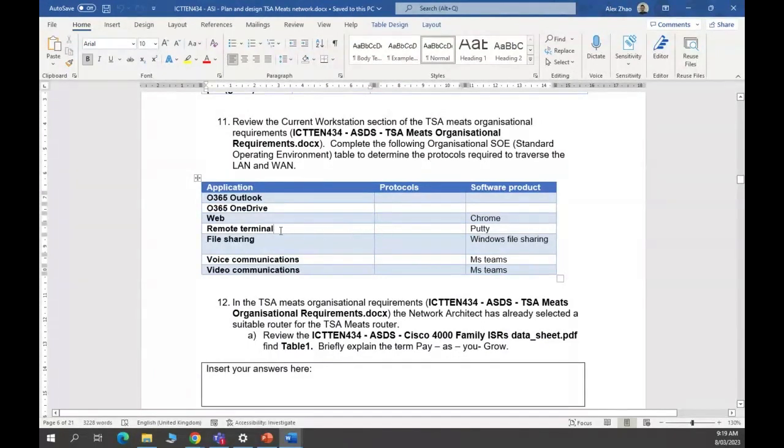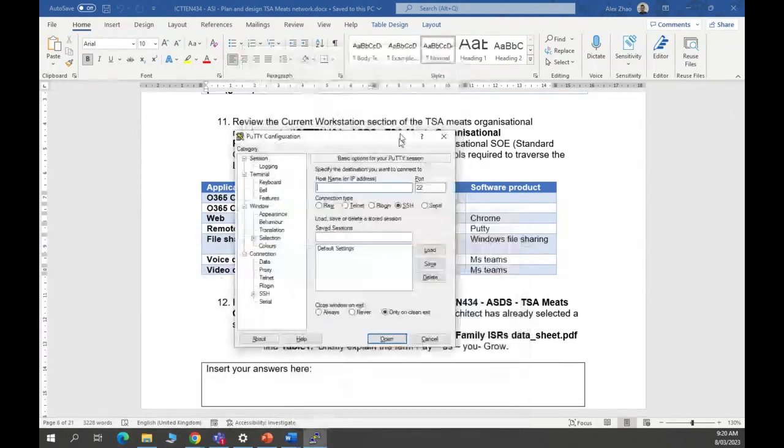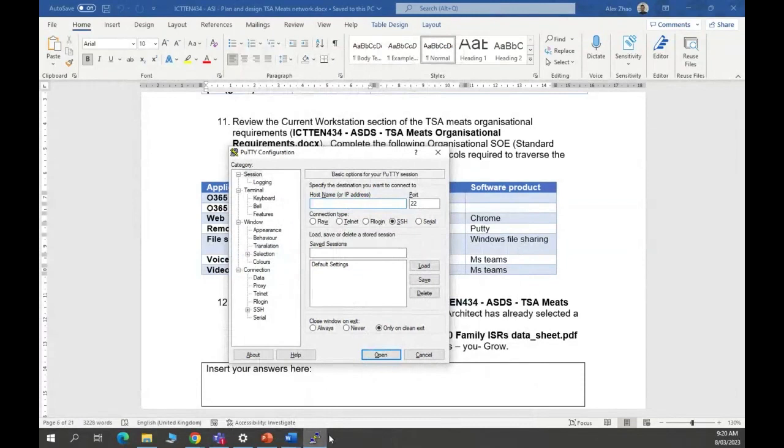Remote terminal. This is an interesting one. Remote terminal. Have you heard me use the term remote terminal before? In what situation have you heard me use remote terminal? If you remember, when we were talking about these switches, routers, and whatever, part of the basic configuration was to allow for remote administration. So we use something like, the thing says, PuTTY. The PuTTY app to connect to the routers and switches so we can remotely administer it. Do you remember that? So here's the PuTTY app.